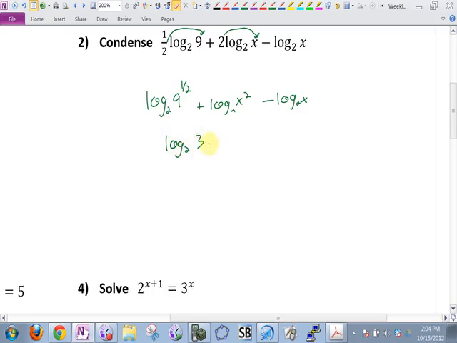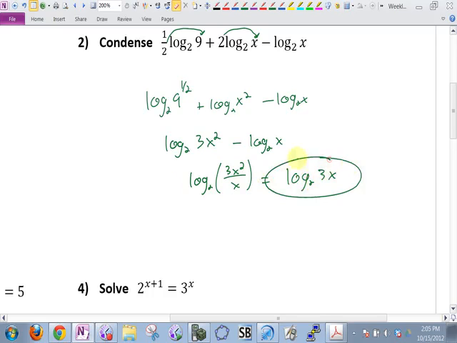It's 3. So you end up with the log base 2 of 3 times x squared minus the log base 2 of x. And then that becomes a division. So you have the log base 2 of 3x squared over x, of which that simplifies down to just log base 2 of 3x. So that's your final answer for number 2.